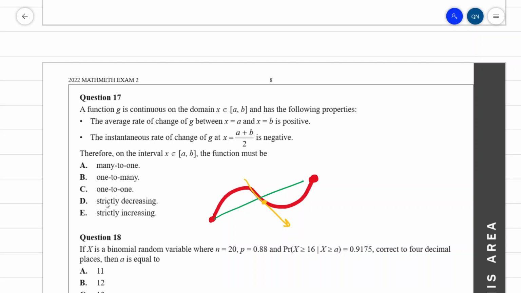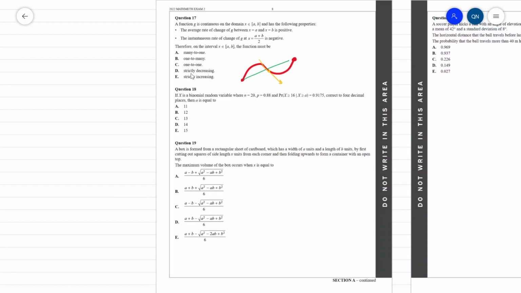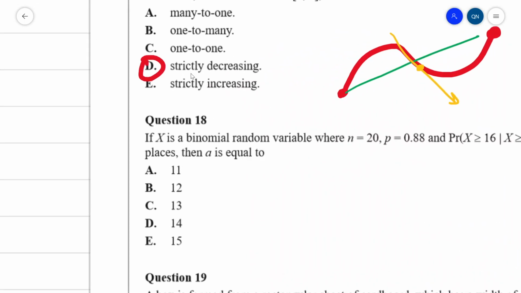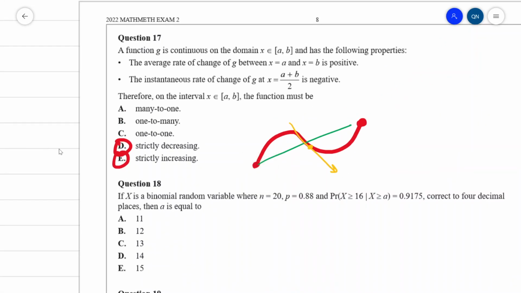Okay, so therefore on the interval a to b, the function must be, first of all, definitely not strictly increasing or decreasing. We're doing like a wee-woo over here, so it's not going to be any of those. It's not going to be 1-to-1, because to be 1-to-1 you need to be always going up or always going down. We can't be going up and down at the same time. So it's not, actually, why am I circling these? It should be x's. It's not 1-to-1.